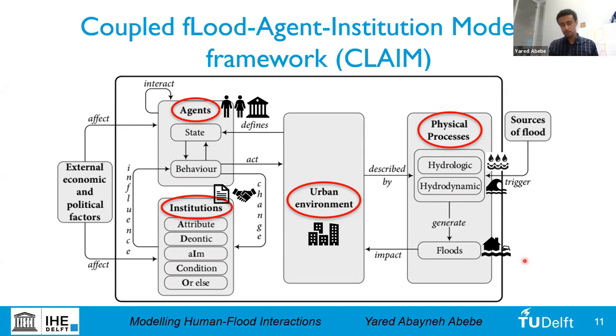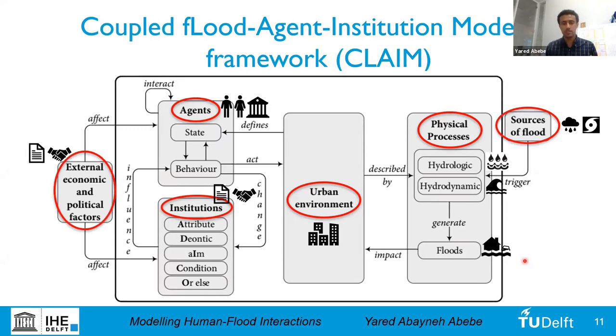But we don't address those ones, in this case, specifically floods. So that's why we kind of split them. In fact, if you think about the agents also, they live on that urban environment. So the urban environment is a link between the human aspect, that is agents, institutions, and then the physical processes, in this case, those processes that generate the flood. And then finally, we have the external factors.